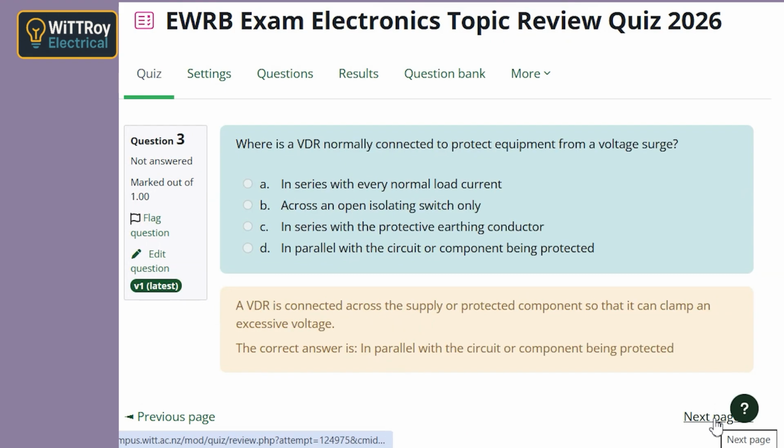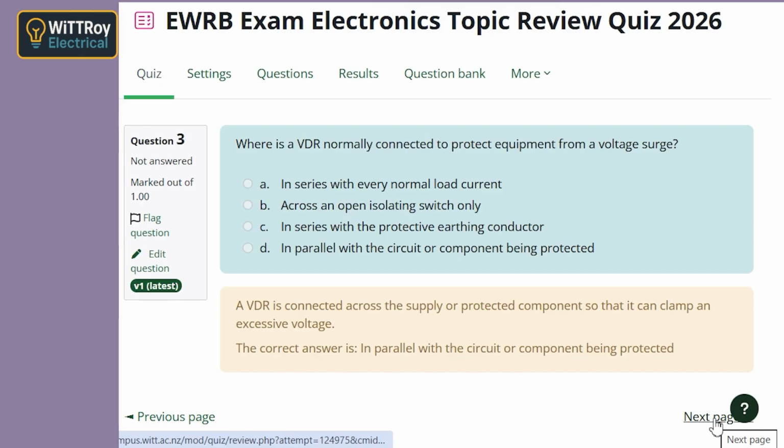Question 3. Where is a VDR normally connected to protect equipment from a voltage surge? I put it in series with the load. I was thinking the surge had to pass through the VDR before it could reach the equipment. Okay, this is one of the questions where the wording can pull you the wrong way. Start with the basic operation.